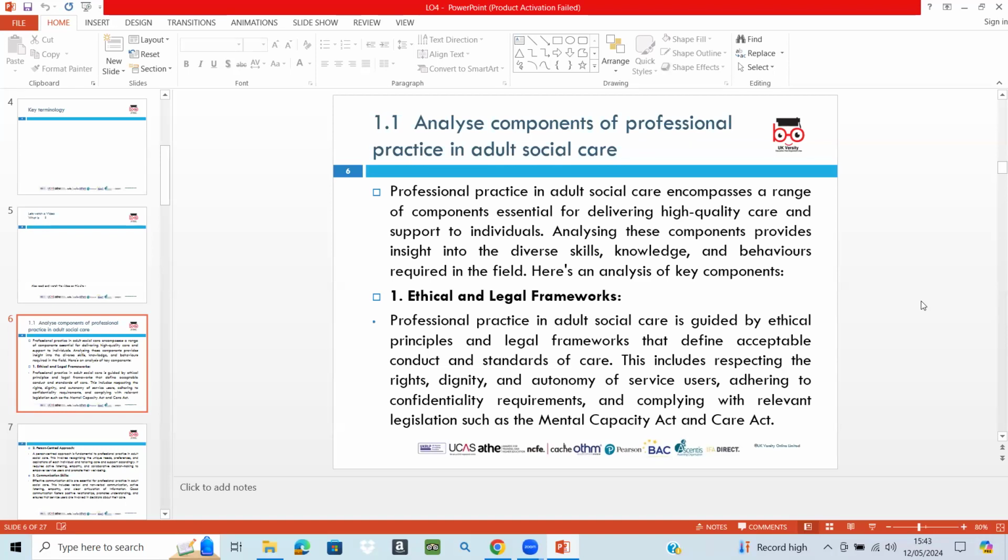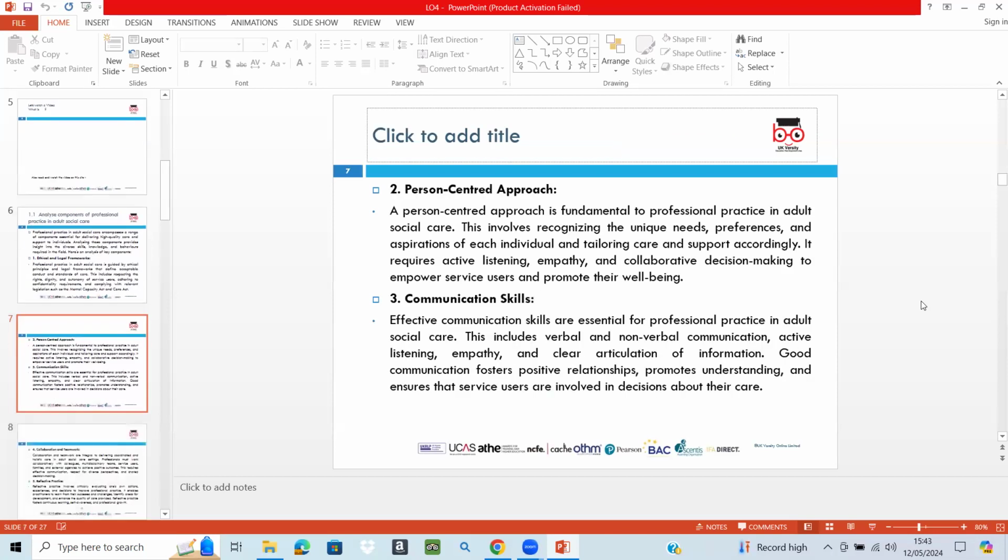So overall, by analyzing and exemplifying the application of the ethical and legal framework in adult social care, practitioners can uphold professional standards, protect the rights of service users, and ensure that care delivery is ethical, respectful, and legally compliant. All these are related to this slide. Move to the next one.